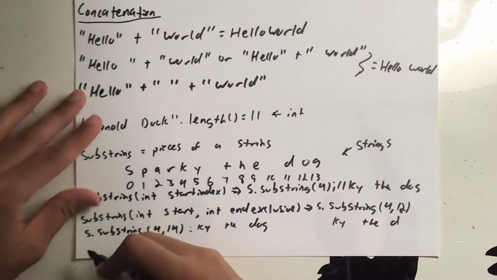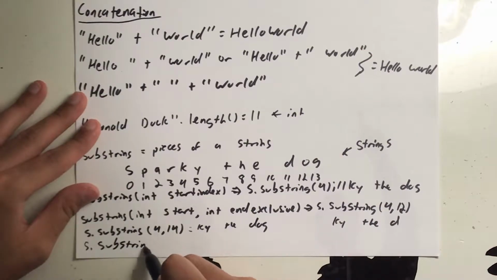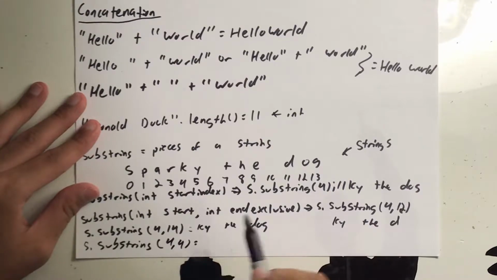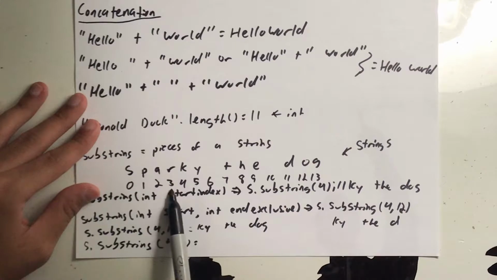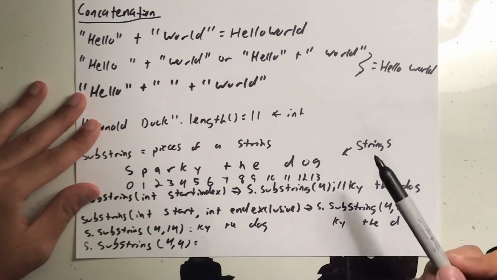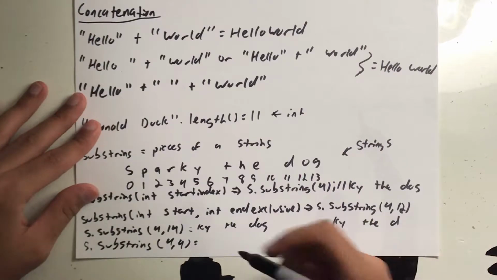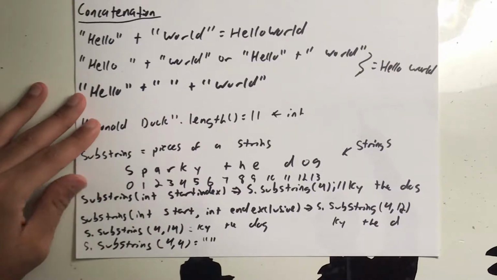Now what if we had s.substring of, I don't know, 4, comma 4. So we start at 4 and we end at 4, but we take it back one notch. Well, that's weird, right? It actually gives us an empty string with a length of 0. And that's basically a substring.